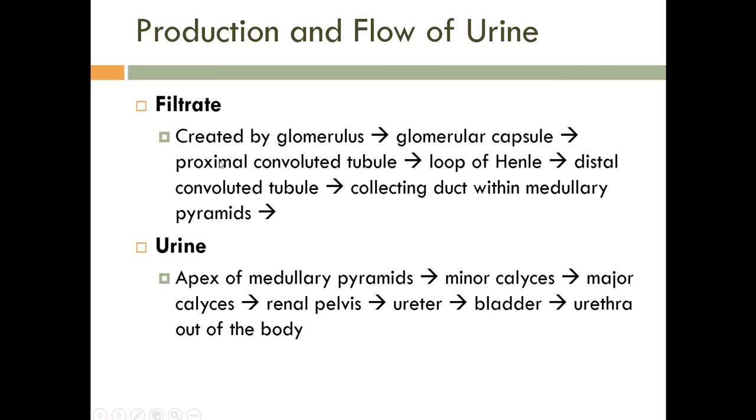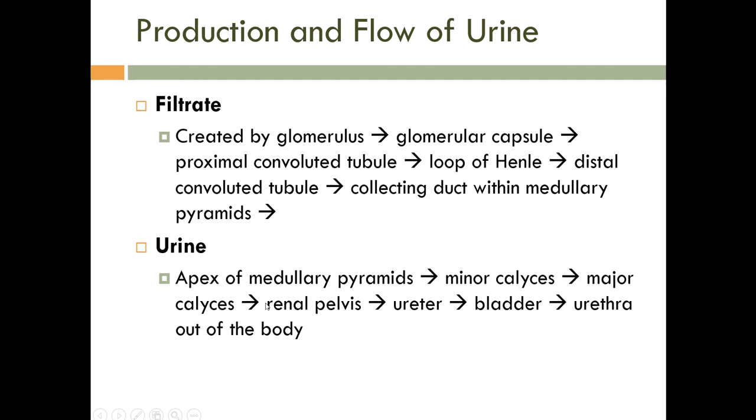So if we look at the filtrate flow, it is created by the glomerulus, right? That's where the filtration happens. The filtrate then fills up the glomerular capsule and then goes into the proximal convoluted tubule, down the descending limb of the loop of Henle, up the ascending limb, and then into the distal convoluted tubule, into the collecting duct. Those collecting ducts are going to descend down through the renal pyramids, and then at the apex of the pyramid, there's a little tiny hole that will allow the urine to move into the minor calyces, which merge into a major calyx.